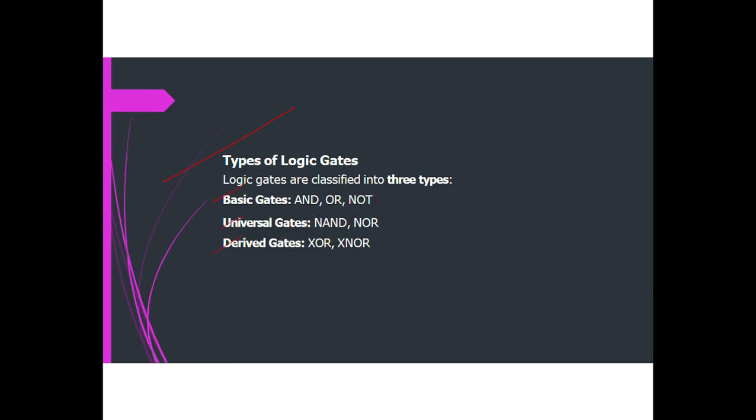The main interview question that is asked is why only NAND and NOR gates are called universal gates. Is there any reason or purpose? Then you have to answer like this: by using these two gates we can realize, that is, design, any other gates, like AND, OR, NOT, XOR, XNOR. By using NAND and NOR we can design any other gate. In the market maybe only NAND or NOR gates are available, but your purpose is to design an AND gate, and in the market there is no AND gate.